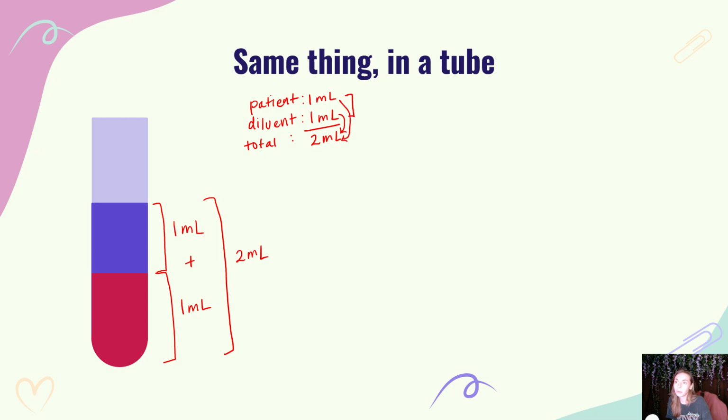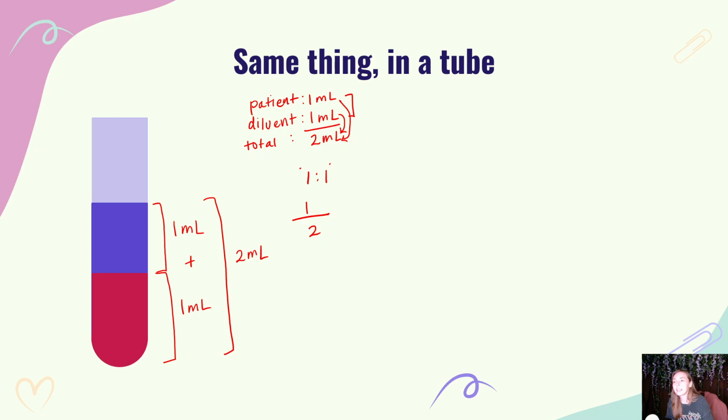So I can do patient to diluent, so 1 to 1, because this is my patient, this is my diluent, 1-to-1 ratio. And then I can do my patient to my total, right? I don't really care so much about the diluent. It's not my problem, right? I'm not trying to measure what's in my diluent. I'm trying to measure what's in my patient. I'm trying to measure my green apples. I'm not trying to measure my red apples because I'm not allergic to my red apples, right?